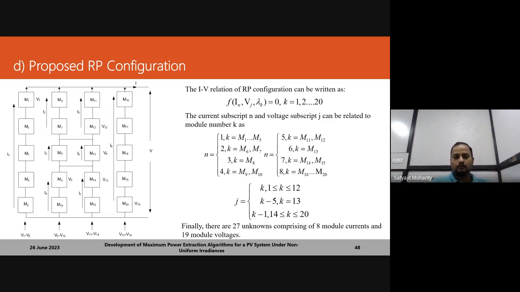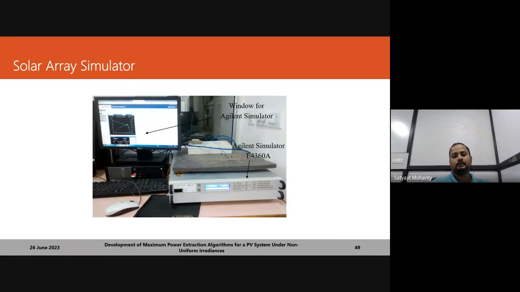Now what I did, I took the same systems. I took the series parallel, the total cross tied, the bridge linked, and finally the proposed RP. These configurations were exposed to real-time photovoltaic scenarios, and now I will show their performance. This is the system which I used, only for the study analysis. It involves only the Agilent simulator and the system connected to it. All these systems, one by one, I loaded into it.